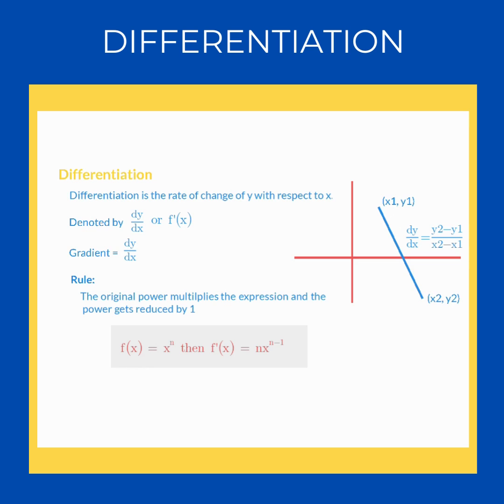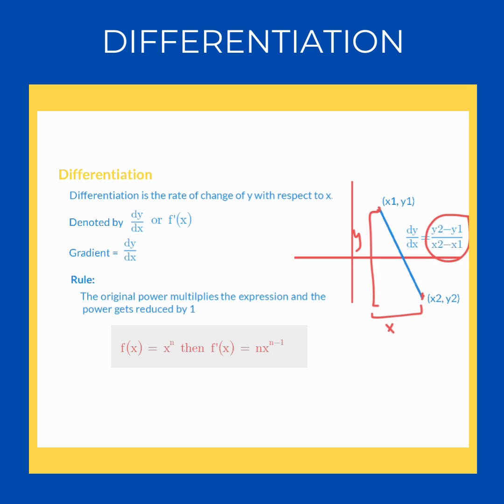So I have 2 points on the line. The first point is x1, y1, while the second point is x2, y2. So these are the coordinates of the 2 points. Now, if I want to find the rate of change of y with respect to x, simply we find the slope or the gradient, which is y2 minus y1 over x2 minus x1.